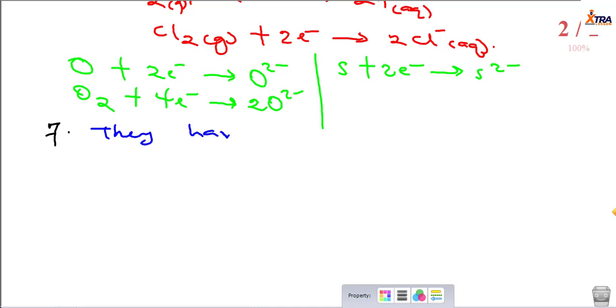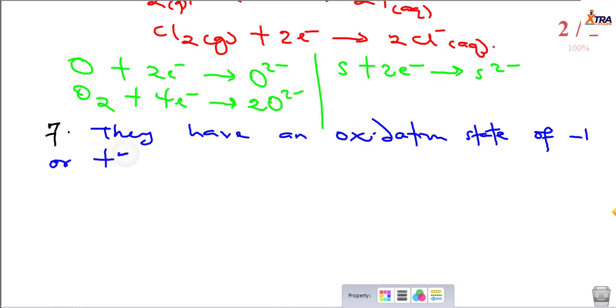They have an oxidation state of -1, the more common form of it, or +7, the less common form of it. So the oxidation state of chlorine in NaCl is -1, right? Oxidation state of fluorine here is -1. The oxidation state of bromine, in the example we gave earlier, is -1.